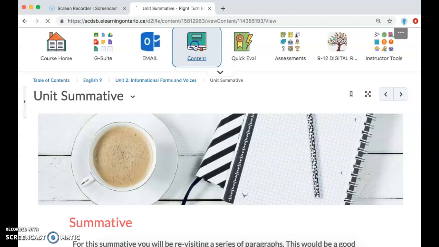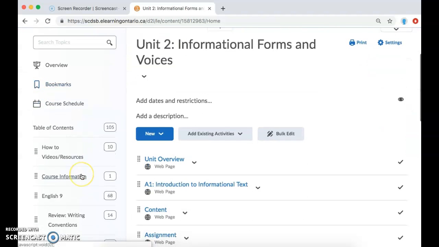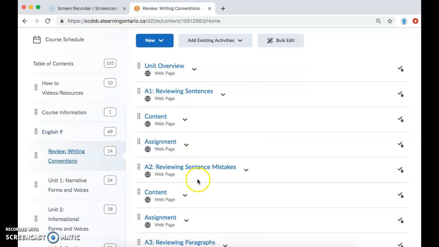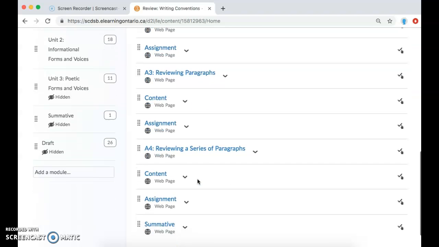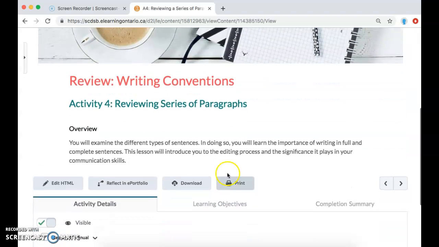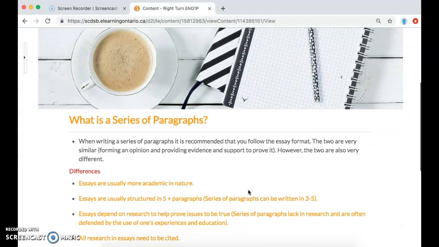I'm going to go to content. And we're going to find this in our review unit because it was at the very beginning of the course. I'm scrolling down and I'm looking at reviewing a series of paragraphs, okay? So you can click on the overview here, it just lets you know that this lesson is something where you're going to be going over writing in full sentences and paragraph writing. So, what is a series of paragraphs?